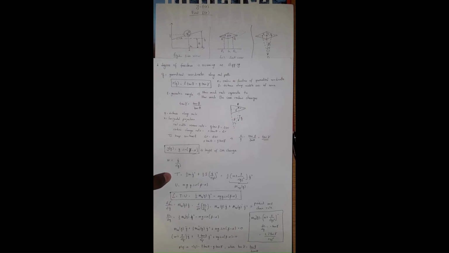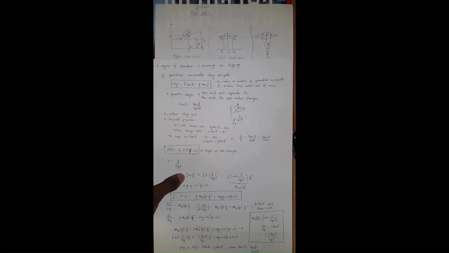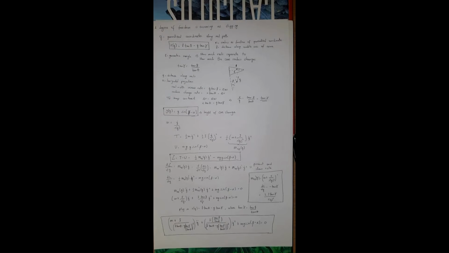From there I was able to get my kinetic energy and potential energy. The kinetic energy has 2 parts, rotational and translational. From that point on, it's just a lot of math, a lot of algebra and trigonometry. At the end, I ended up with this humongous differential equation that I couldn't get much information out of. So I'm just going to stick to this solution.